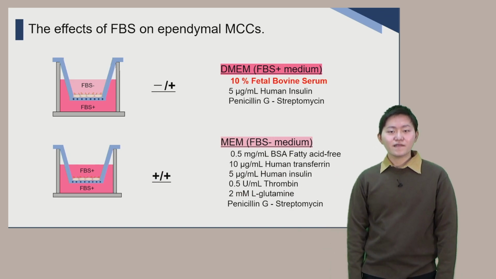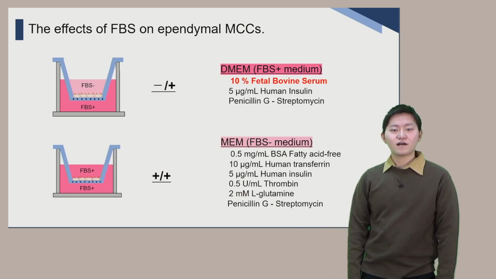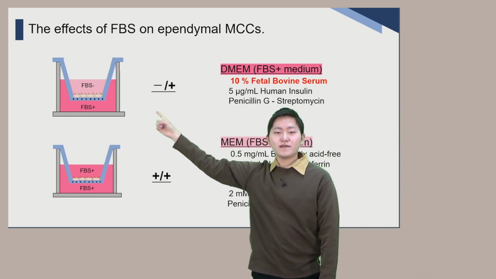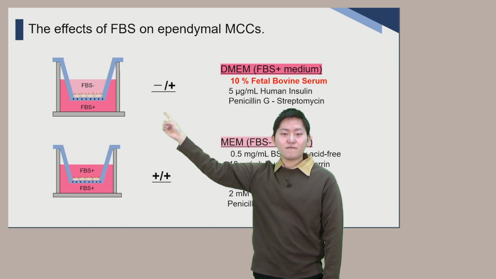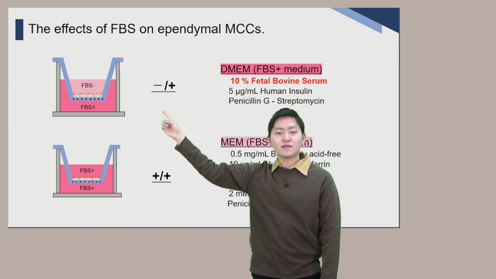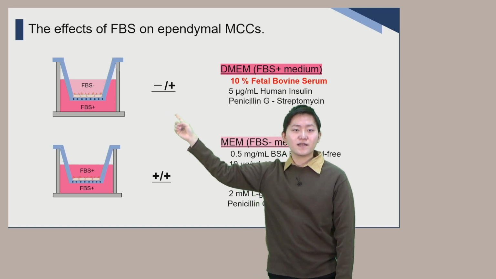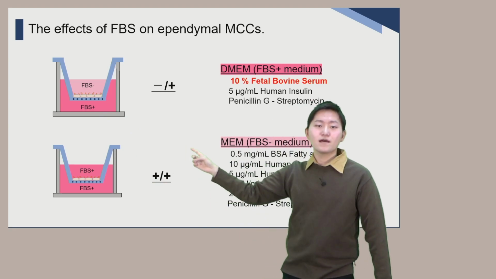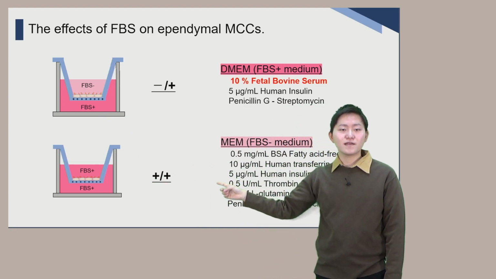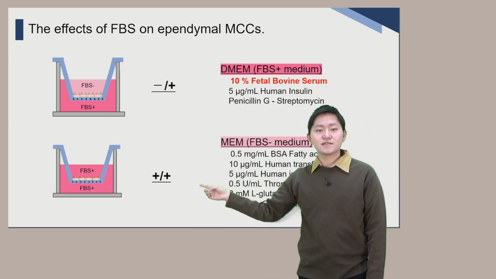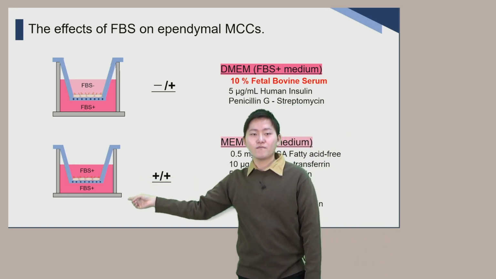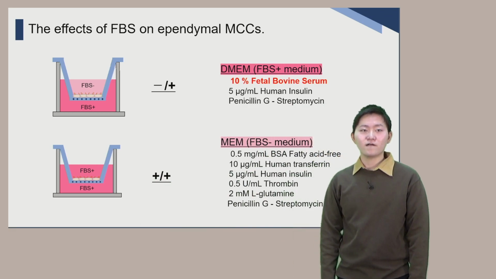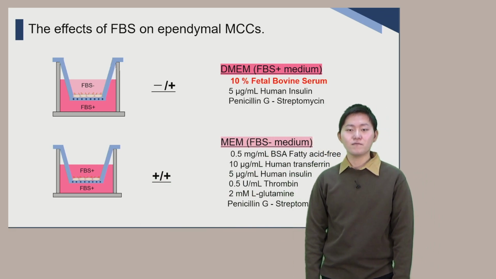In this study, undifferentiated glial cells were cultured in two different conditions. First is the FBS minus plus condition, which did not contain FBS in the upper chamber. Second is the FBS plus plus condition, which contained FBS in both chambers. And I evaluated the effect of the FBS on the ependymal MCCs.